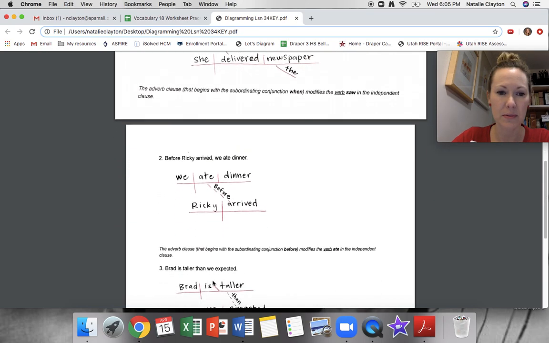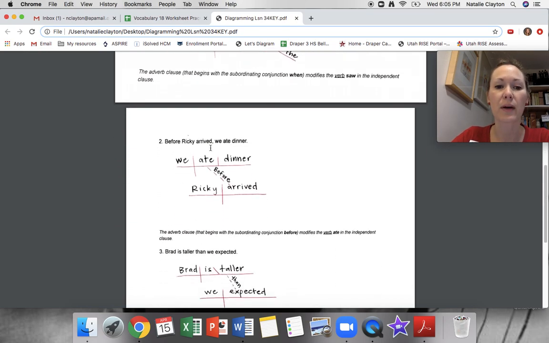Let's look at another example. Before Ricky arrived, we ate dinner. We're looking for those subject-verb pairs, remember? So Ricky arrived, subject-verb. We ate, subject-verb. So we ate dinner. So remember, the adverb clause can be at the beginning of the sentence, and that's what we have going on here. The adverb clause is at the beginning of the sentence.